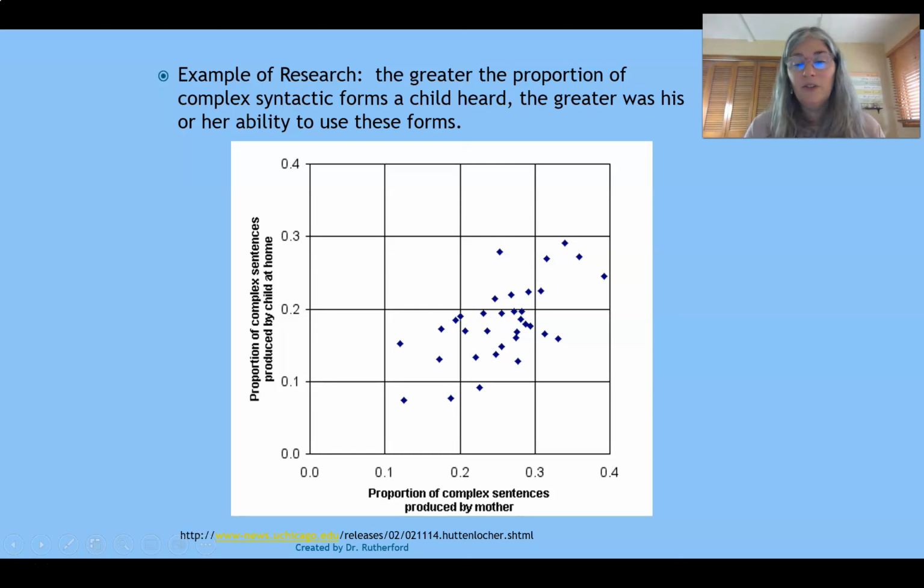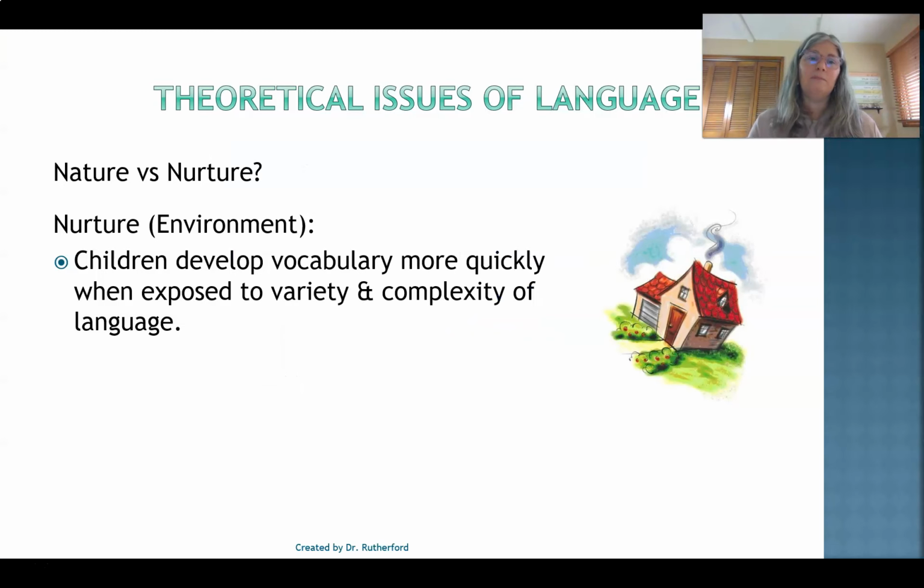Here at the bottom, this axis is showing the complexity of sentences that they hear from the mom. And on this axis is the complexity provided by the children. This scatter plot is showing a positive correlation. The more complex words they hear, the more complex words they can produce.